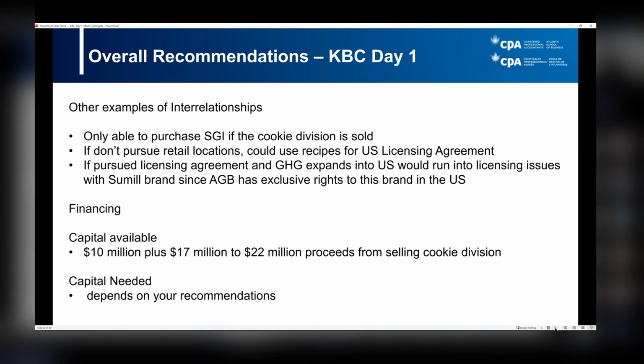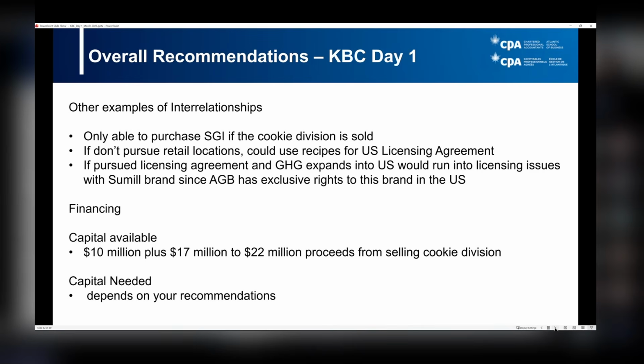So there are several examples of interrelationships. If they don't pursue the retail locations, they could use those recipes for a U.S. licensing agreement. If they pursue the licensing agreement and GHC expands into the States, well, they're going to run into some issues. The financing: make sure that you, again, lay out what's available. So 10 million plus anywhere between 17 and 22 million from the proceeds if you recommend to sell the cookie division, and then outline the capital that's needed.